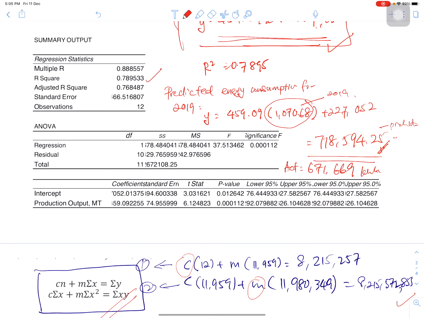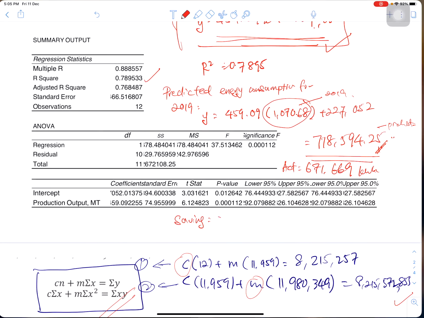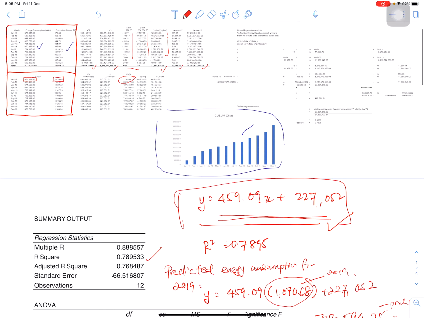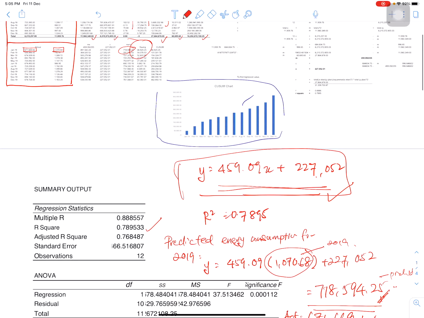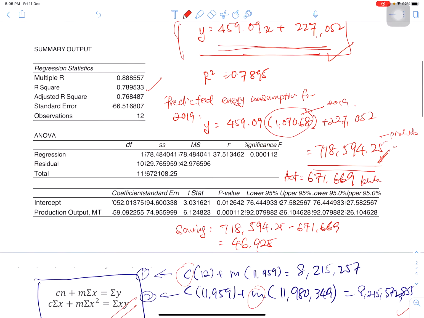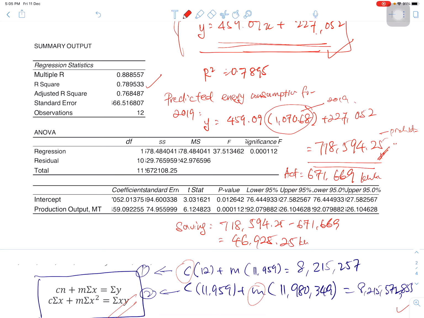So now you see, the predicted is more than actual. So we are going to define the saving. Saving is equal to predicted 718,594.25 minus 671,669. So you have here 46,925.25 kilowatt hour. This is the saving that we got for January 2019.